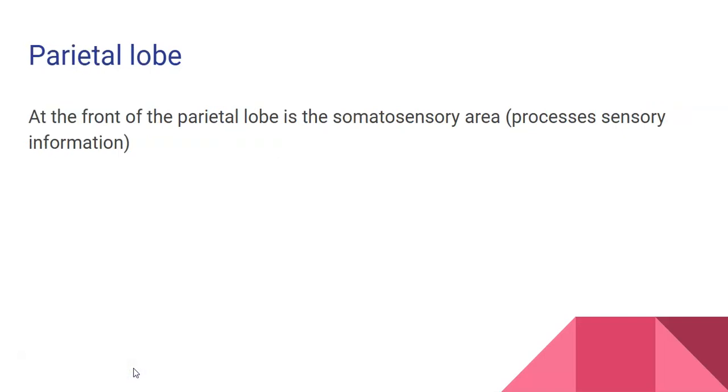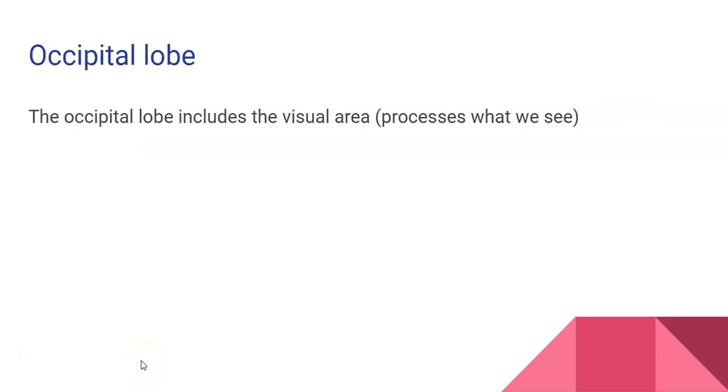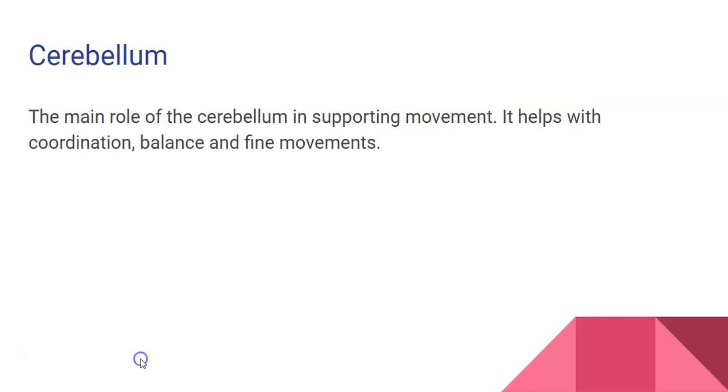The parietal lobe is at the top of your brain, at the back, and this is important because it holds the somatosensory area. This is the part of your brain that processes all that sensory information. At the back of your brain you have the occipital lobe, and this includes the visual area, so it processes all that information that we see through our eyes. You also have the cerebellum at the base there. Now the main role of this is it supports movement. It's important for coordination, for balance, for fine movements.